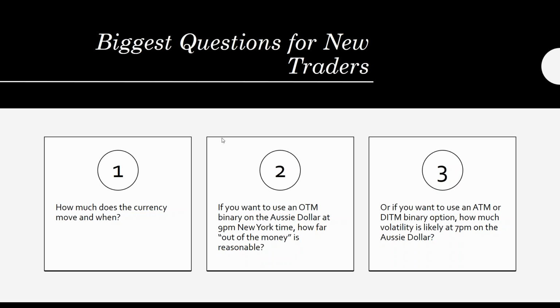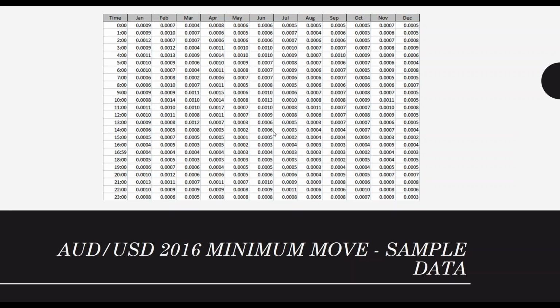Well, I've collected data on this for the last 10 years. And this is showing you the 2016 minimum move for the Aussie dollar, okay? So now I can look up on this and say, I want to trade at 7 p.m., which is here, and it's February. So what's the minimum move? The minimum move is 7 pips.